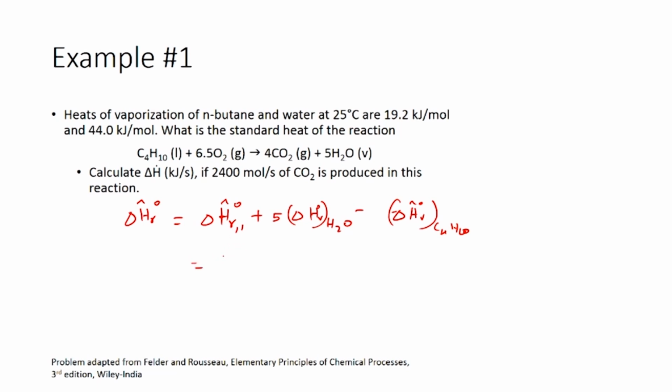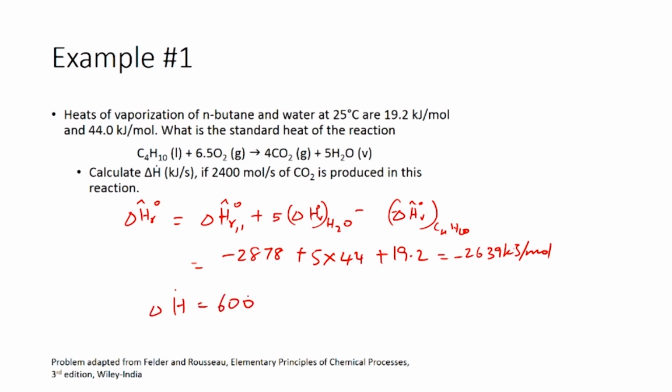So, your new heat of reaction would actually be minus 2878 plus 5 times 44 plus 19.2, giving you a value of roughly minus 2639 kilojoules per mole. Now for the same 2400 moles of carbon dioxide to be formed, the enthalpy change will be different. Delta H dot would be equal to 600, which is the extent of reaction, times the new heat of reaction for this third reaction, which is minus 2639, giving you a total change in enthalpy of minus 1.58 times 10 power 6 kilojoules per second.